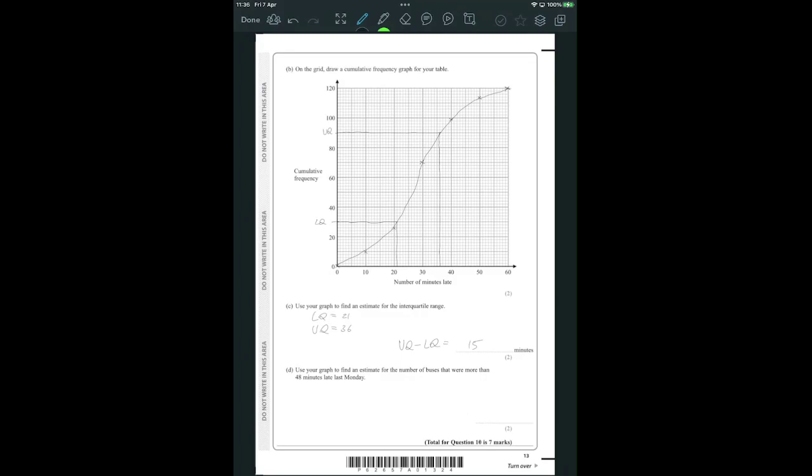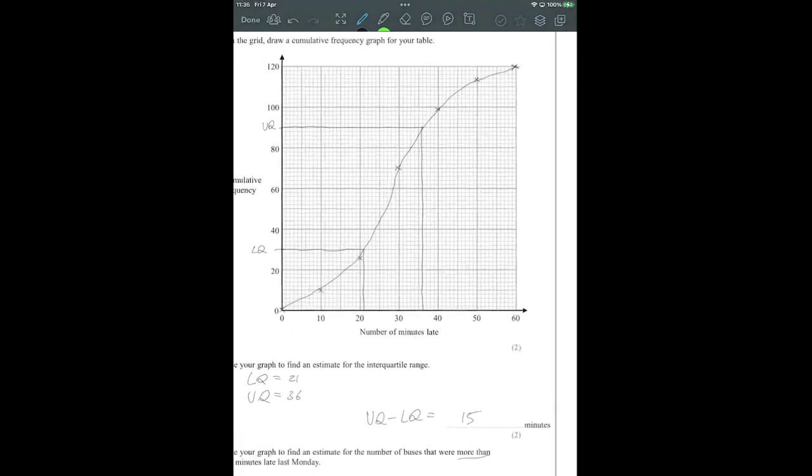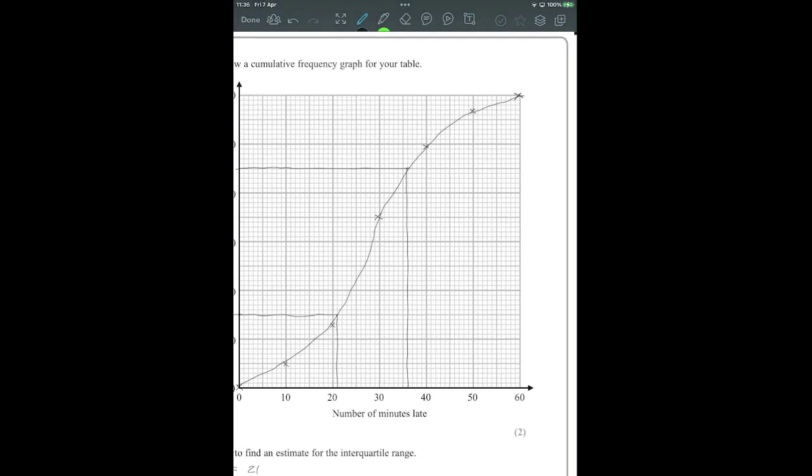Use your graph to find an estimate for the number of buses that were more than 48 minutes late. The more than is important here because commuter frequencies only ever deal with less thans. So let's first work out how many are less than 48. So I need to find my 48 down here. I need to go up. And of course you're using a ruler for this. Trying to keep it relatively accurate.